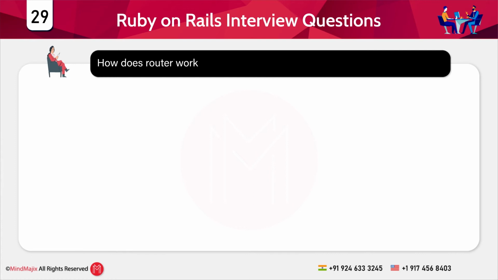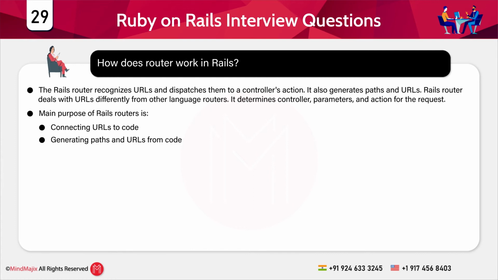How does the router work in Rails? The Rails router recognizes the URL and dispatches it to a controller action. Whenever we run our application on a server and open any web page, such as the home page, first of all the Rails framework will check the route for that web page. For that route, the controller and action pair is returned.